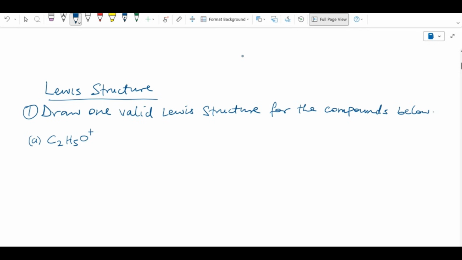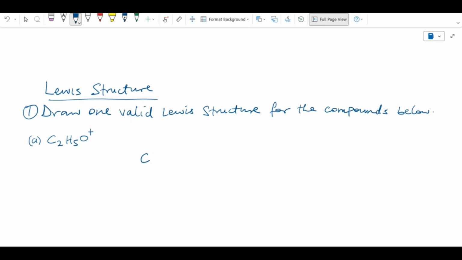This question is about Lewis structure. You've been asked to draw the Lewis structure for the compound showing on the screen. To solve this problem, I'd like to explain the concept using bonding patterns. So let's determine the bonding pattern for carbon as well as the other atoms in this molecule.